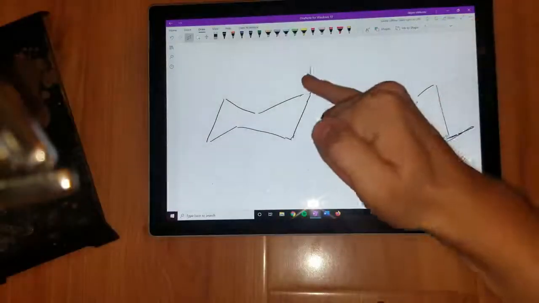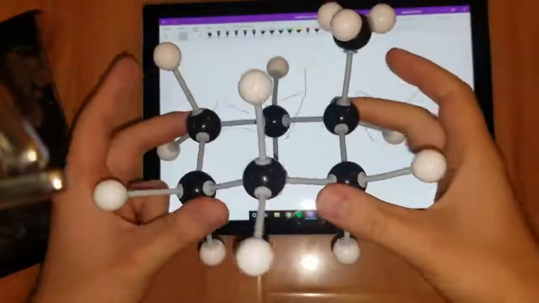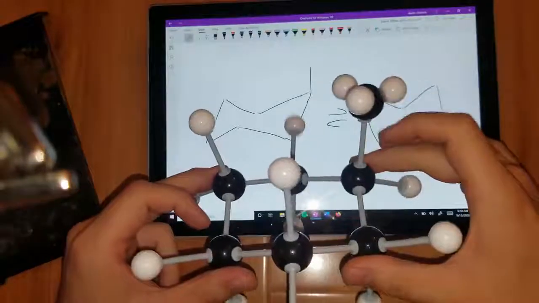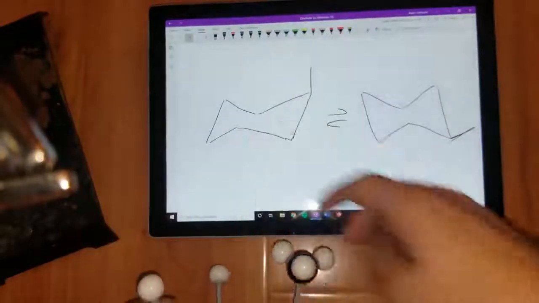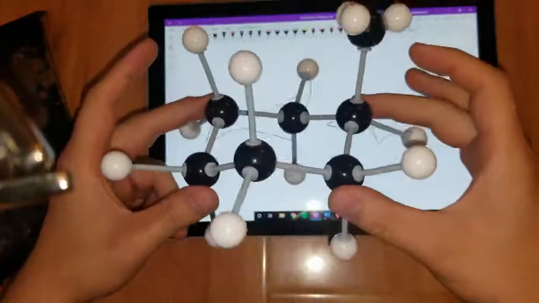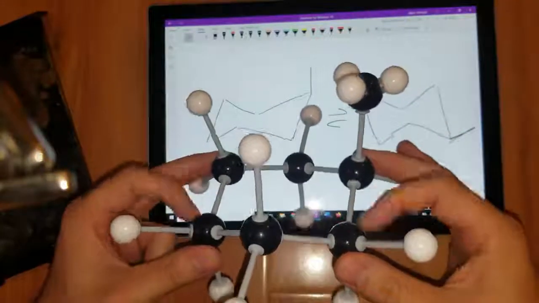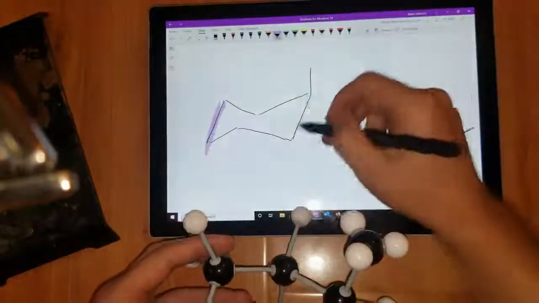Next up, let's take a look at methylcyclohexane and its ring flip. So first of all, here's our model of methylcyclohexane. You can tell we've got 6 carbons, and then we've got this methyl group as well. And so the first thing you want to envision is, how does this bow tie look like this compound right here? And so the way it looks like this is like this. If you think about it, these 4 carbons are going to be these 4 carbons.